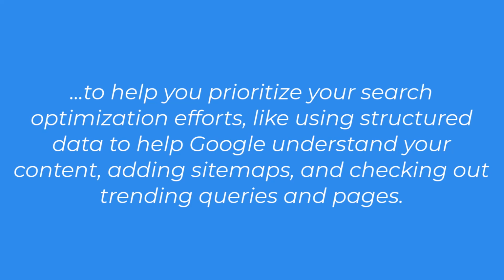Now, these recommendations are going to be based on Google's search systems data, including indexing, crawling, and serving. Now, you can still access all of this information inside your Google Search Console account right now, but Google is making an effort to make this easier for you to read and giving you specific actions. Now, Google says that they want to help you prioritize your search engine optimization efforts, like using structured data to help Google understand your content, adding sitemaps, and checking out trending queries and pages.